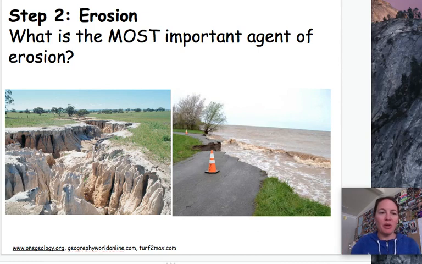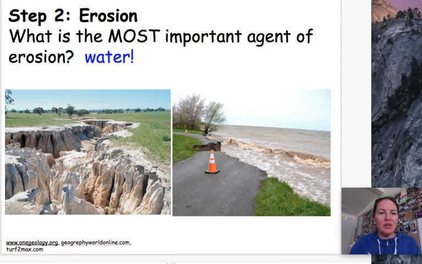So the most important agent is going to be water. As you can see, water was powerful enough. This is more after some chemical weathering, but water pulled all the sand out of this valley. Water also was powerful enough to wash away part of this road. Now, there's three ways the sediment can be transported, and it's kind of by size.